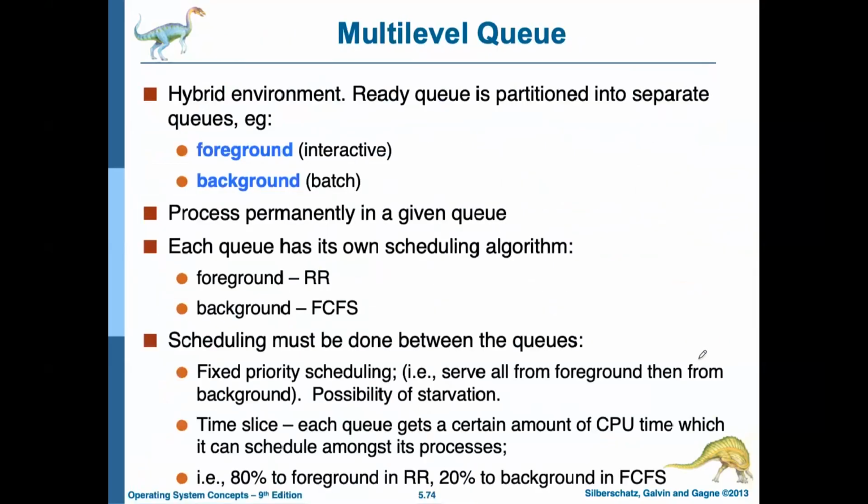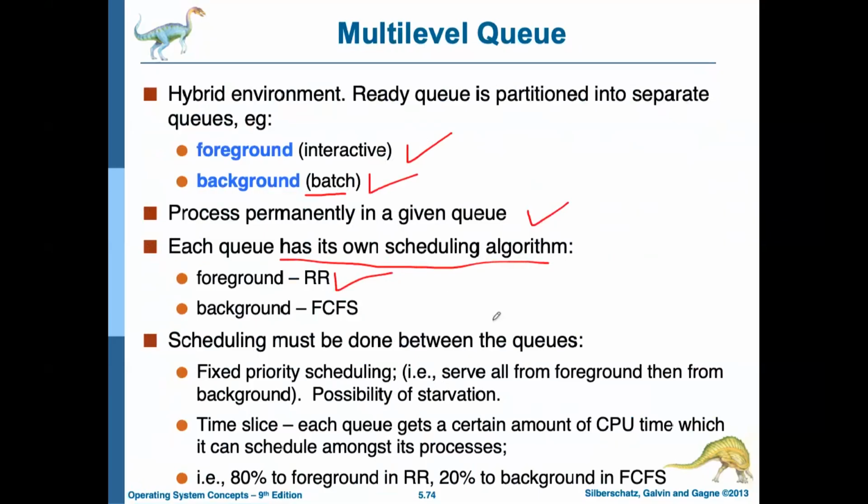Okay, next we have multi-level queue, hybrid environment. The ready queue is partitioned into separate queues: foreground and background. Foreground is for interactive processes and background is for batch processes. A process is permanently in a given queue. Each queue has its own scheduling algorithm. For the foreground they use RR, and for the background they use first come, first serve.